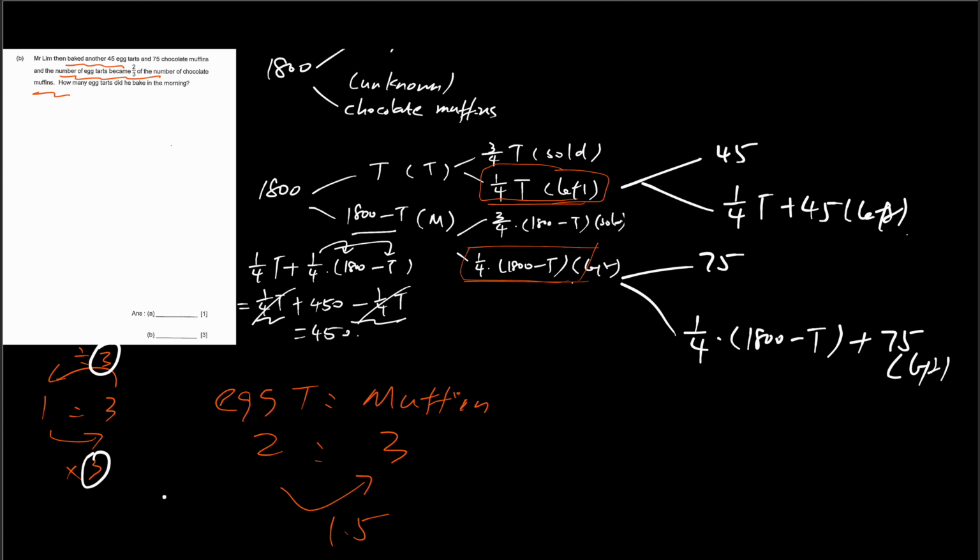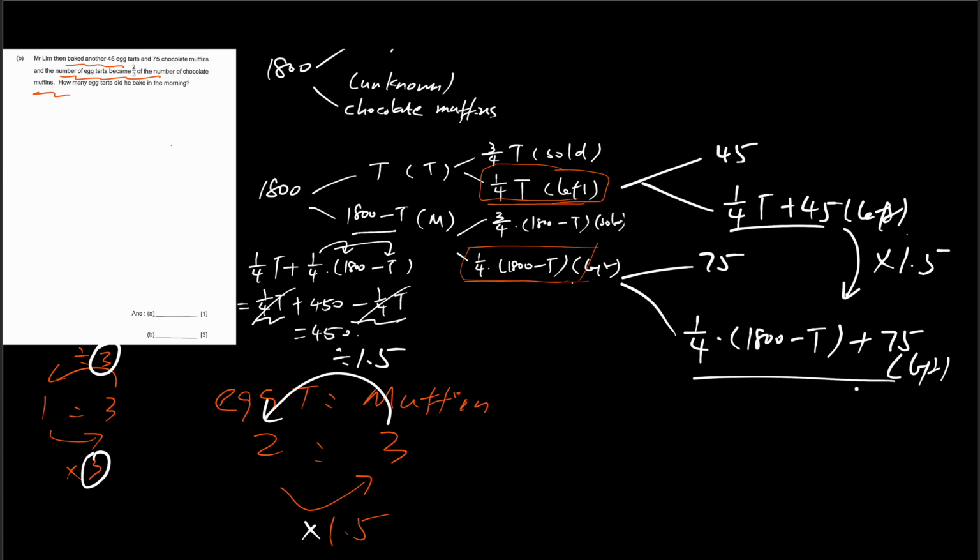Similarly, when you have 2 to 3, the multiple factor is 1.5. If you go from left to right, it is times. If you go from right to left, then that will be divided by 1.5. But I focus on the factor. So egg tart times 1.5 will be muffin. This is your egg tart, this is your muffin, so the egg tart must times 1.5 to give you the muffin. Very good.